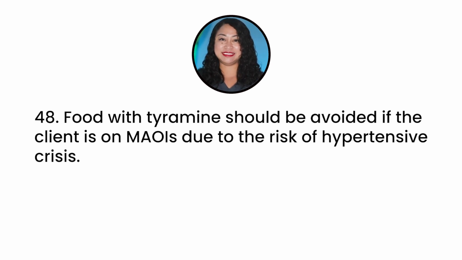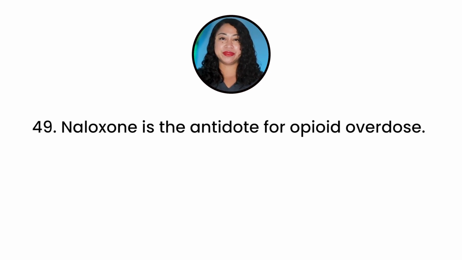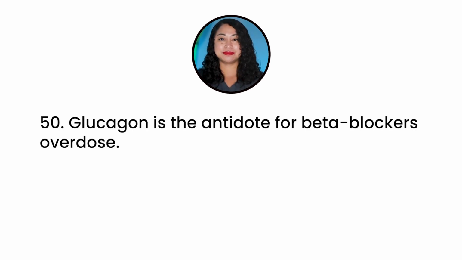Statement 48. Food with tyramine should be avoided if the client is on MAOIs due to the risk of hypertensive crisis. Statement 49. Naloxone is the antidote for opioid overdose. Statement 50. Glucagon is the antidote for beta blocker overdose. Okay, that was the first 50 NCLEX quick facts.